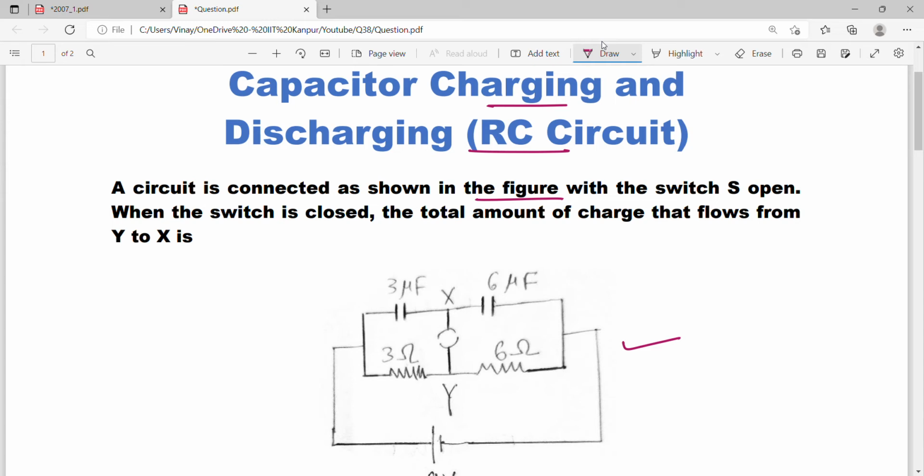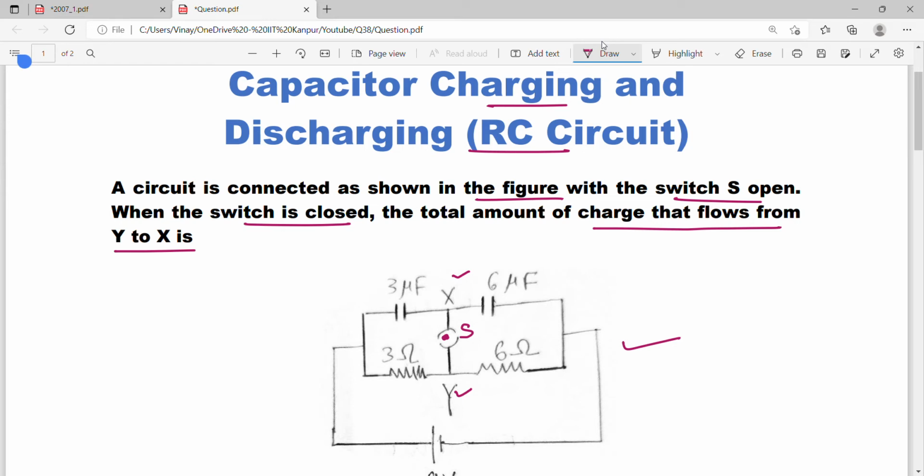With switch S open. So this is the switch S which is open. When the switch is closed, let me just close the switch. Now it is closed. The total amount of charge that flows from y to x, so from y to x, the total amount of charge you have to find out. Very easy question, but you must understand a couple of things. Without that you cannot do this question.